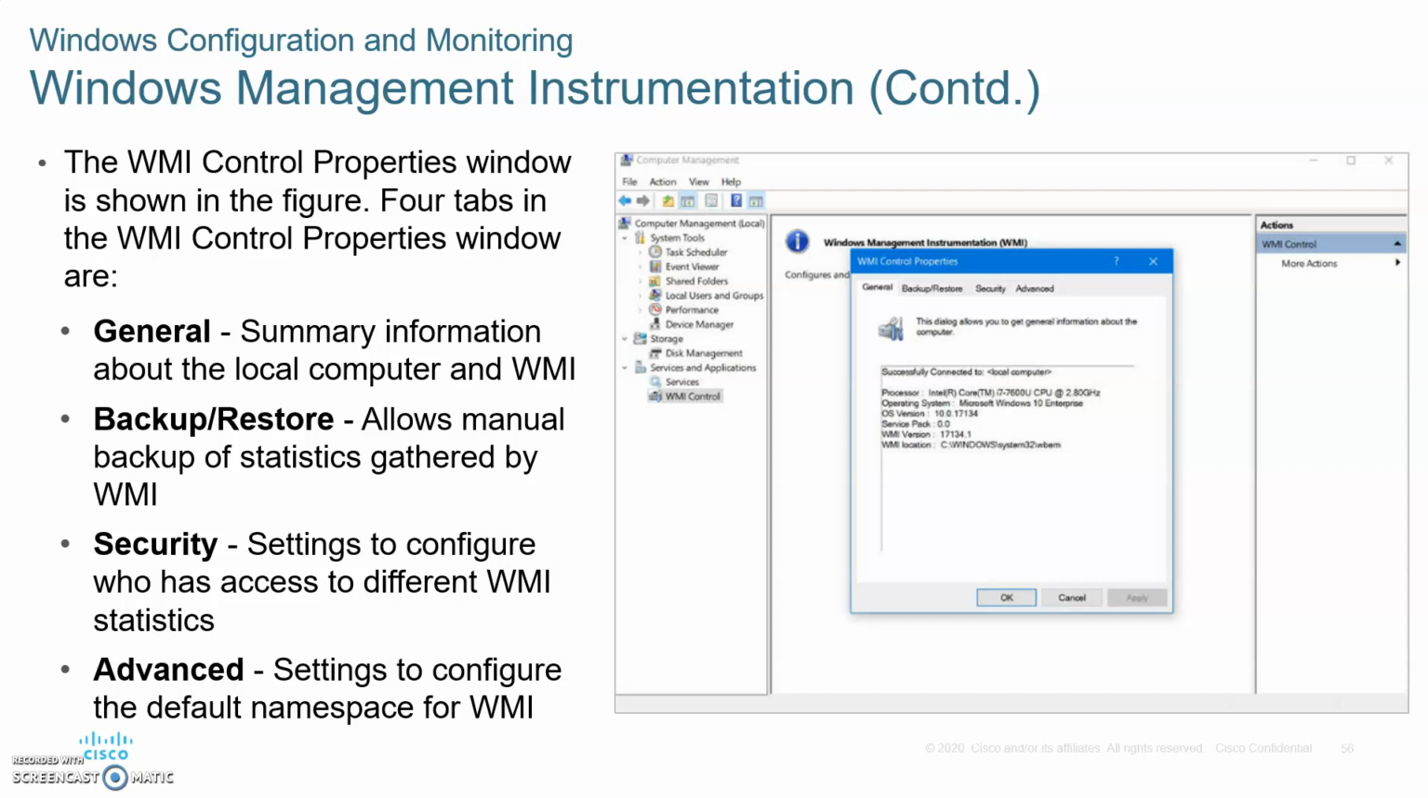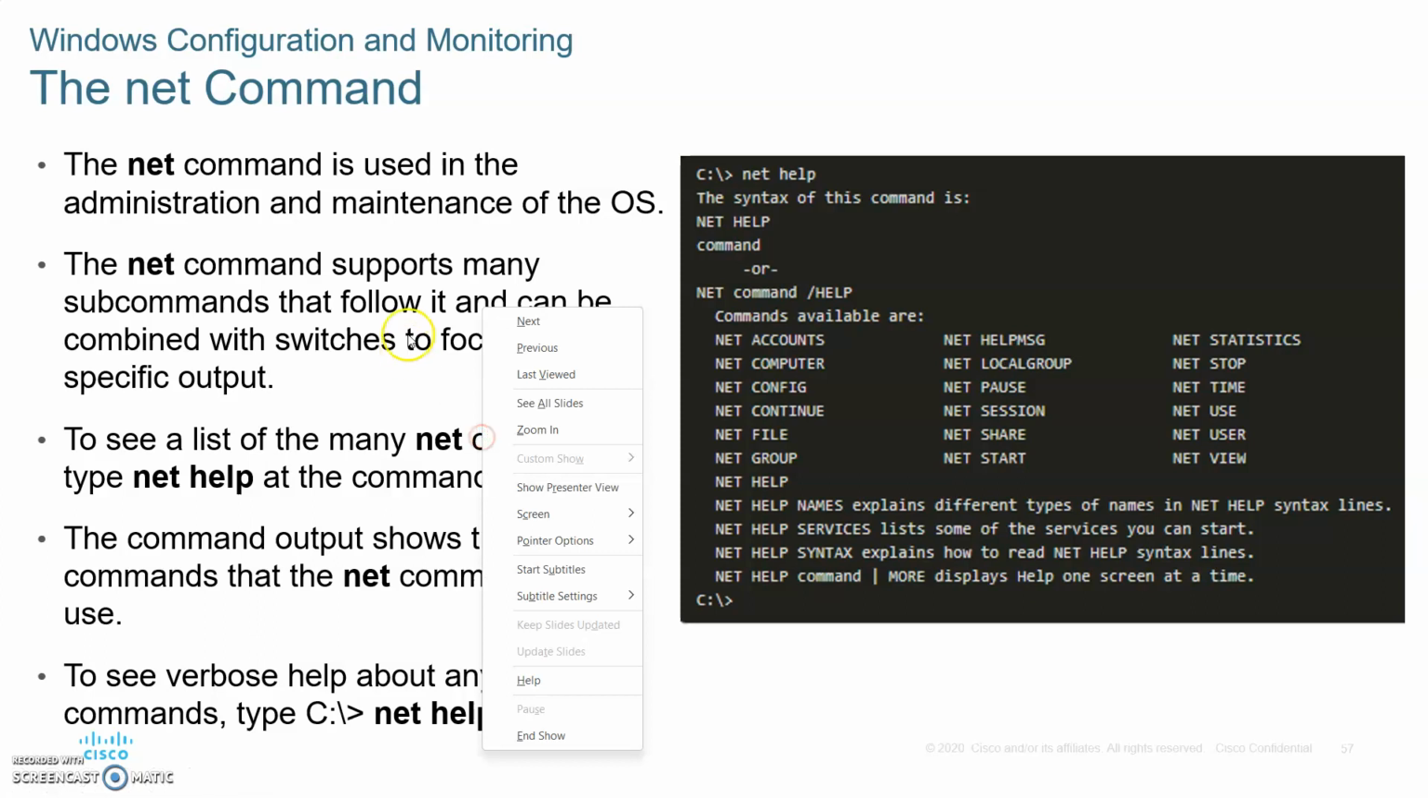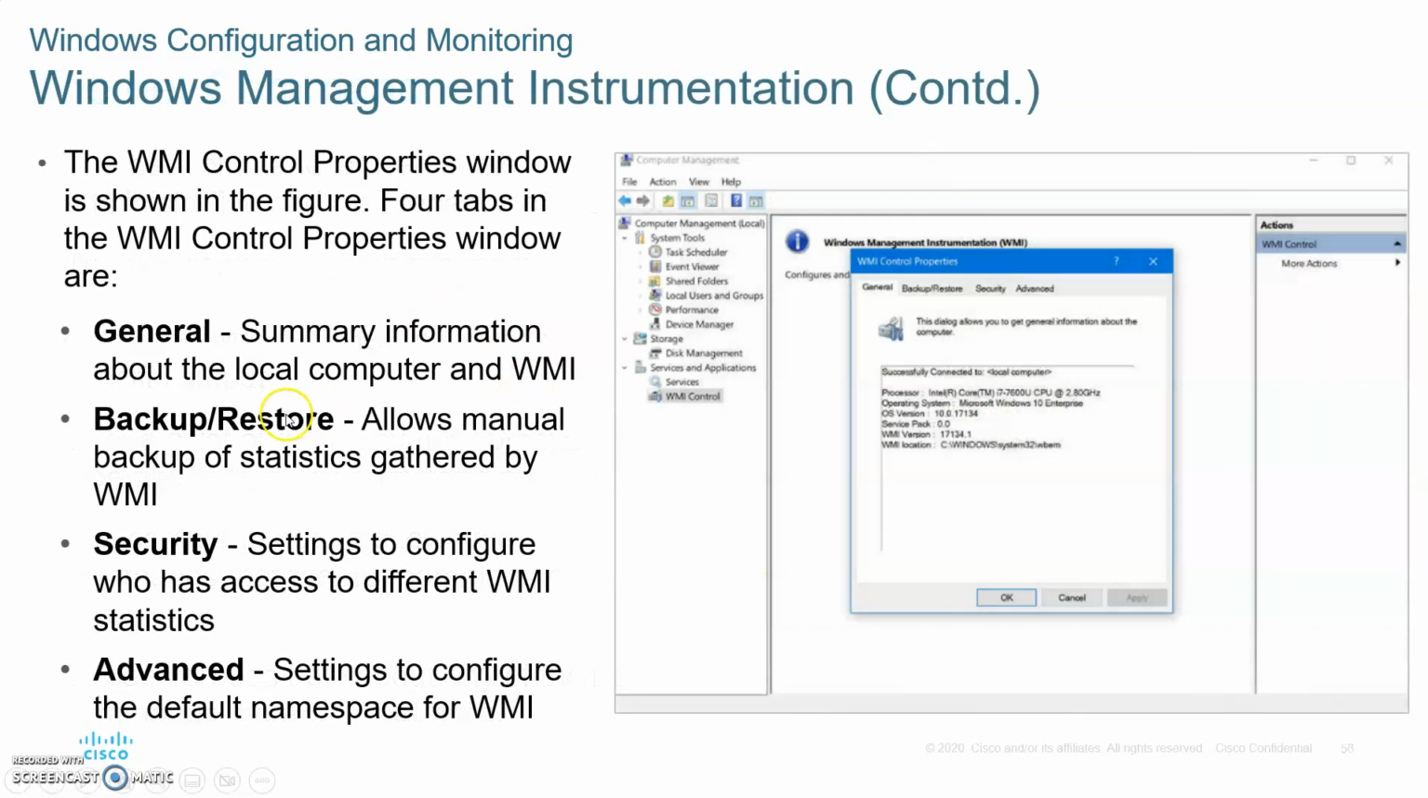The management instrumentation, the WMI, controls the properties of Windows, as you can see. So that will allow you to, there are 4 tabs in there: the general, the backup, the security, and the advanced. Okay, so take a picture of this. This will tell you how to manage your computer. All right. So if you want to back up your data, you go right here to back up the data or restore it.